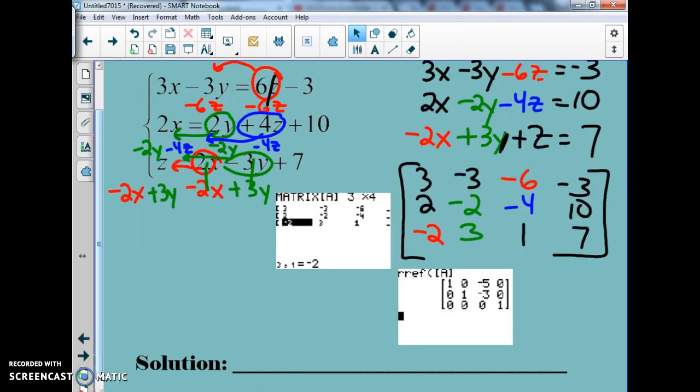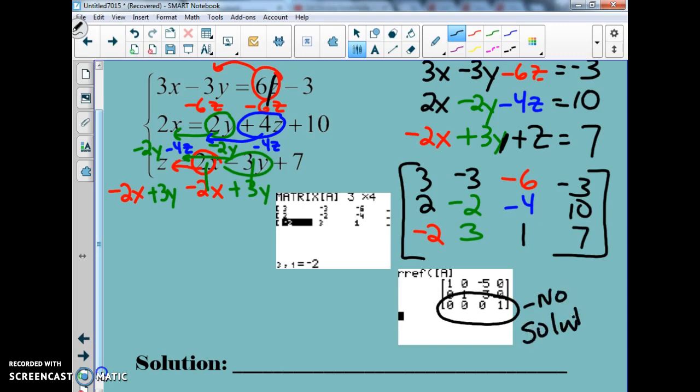When we look at our final solution here, we notice that our last row here, where it should give us our z value, has 0, 0, 0, 1, and this means there is no solution to this matrix. It does not mean that a 3-variable, 3-equation system always has no solution, but in this case, we have no solution.